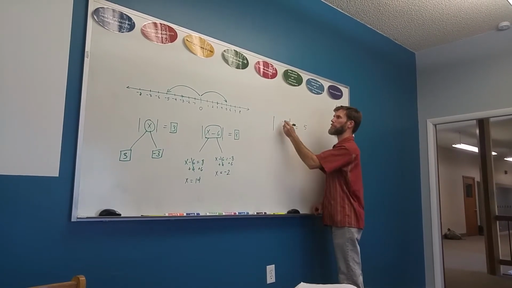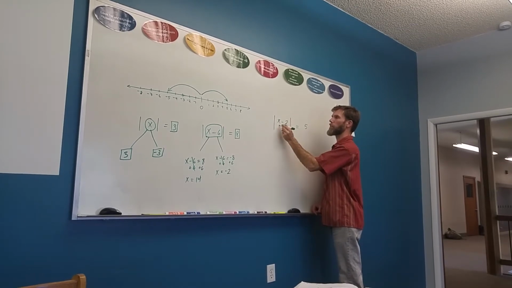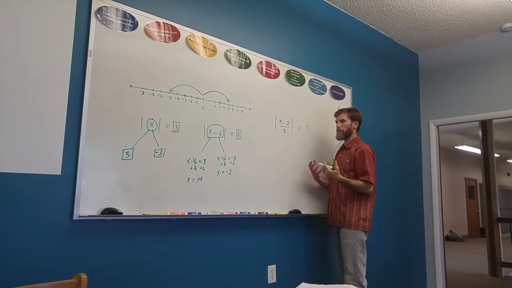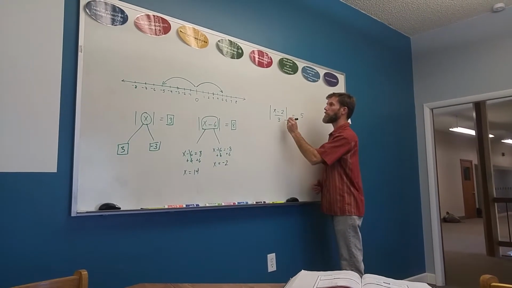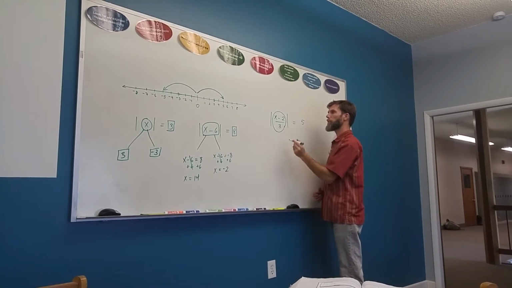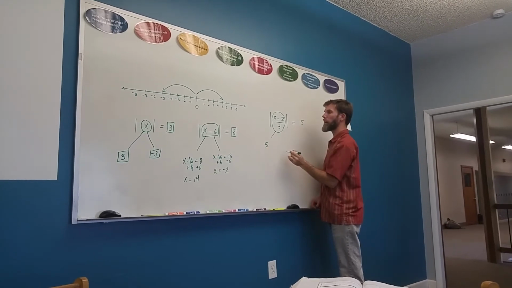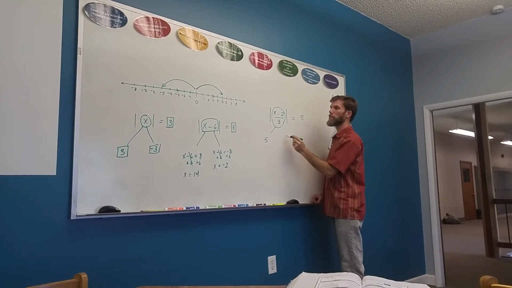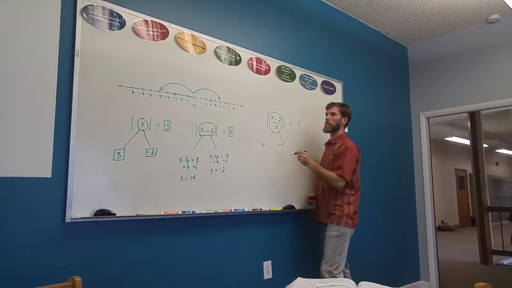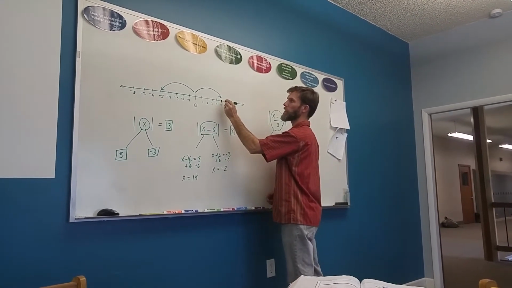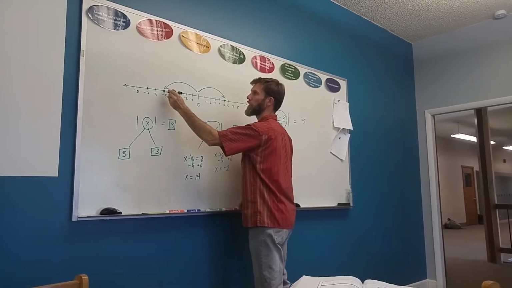But then you have something maybe kind of toughish, something like this. We have to find a value for x. Remember that this whole thing could either be 5, just 5 spaces from 0, or negative 5. So it could either be this position here or this position here.